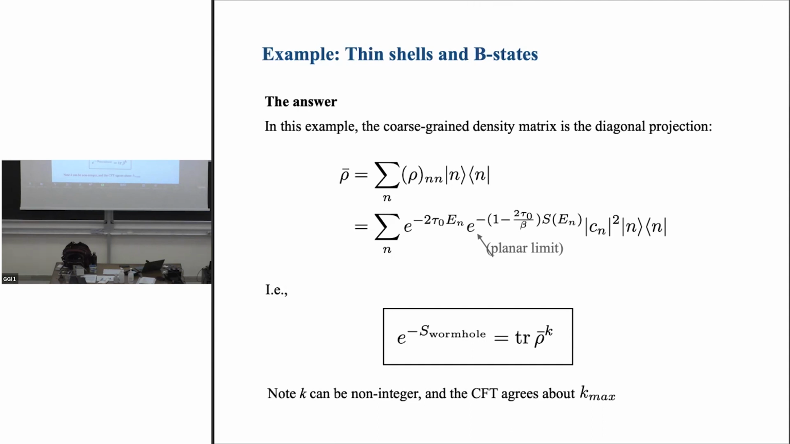Also note that k can be non-integer. And so even for the end of the world branes, this matches the wormhole. It matches the k dependence, including the fact that there's a k max. So also in the CFT, for the end of the world branes, there's a maximum k which is less than 2.